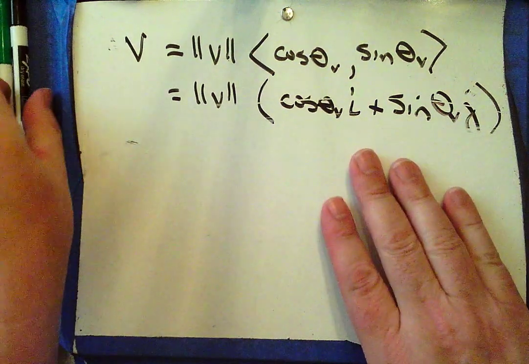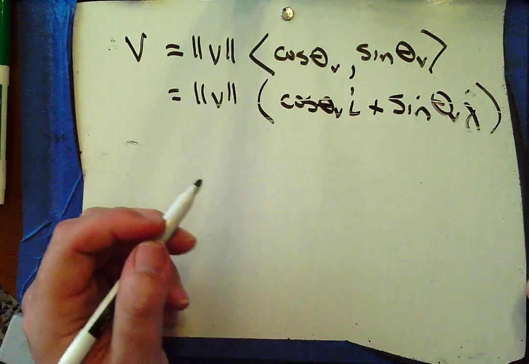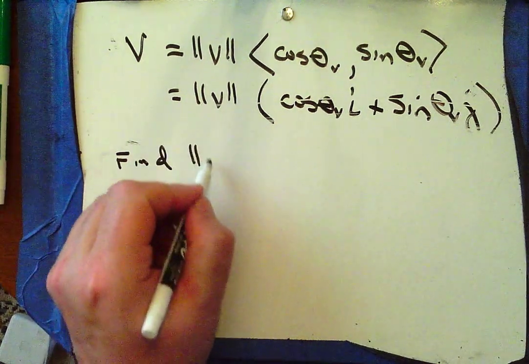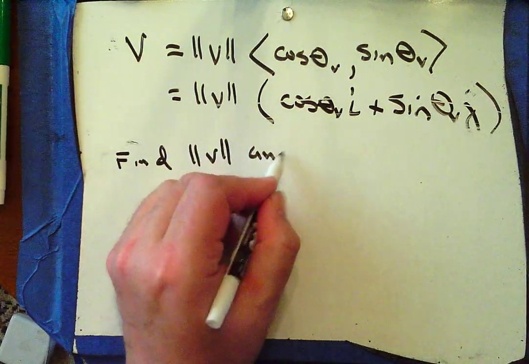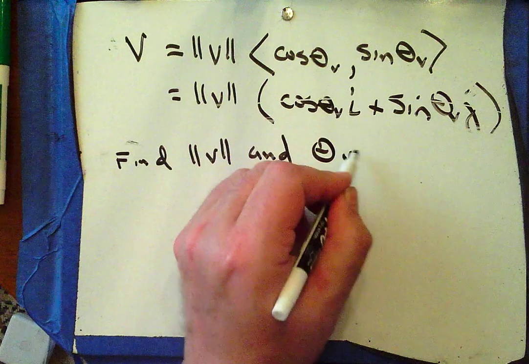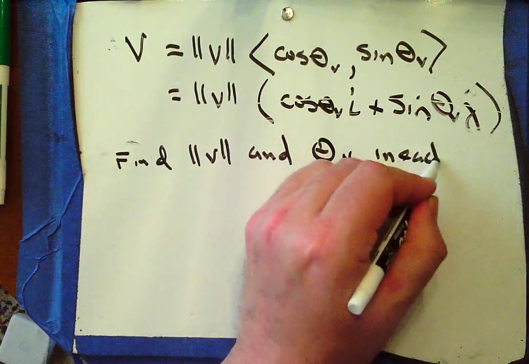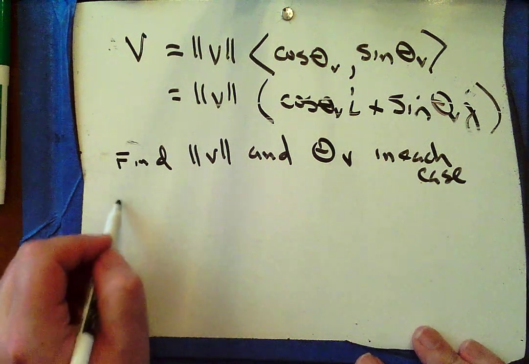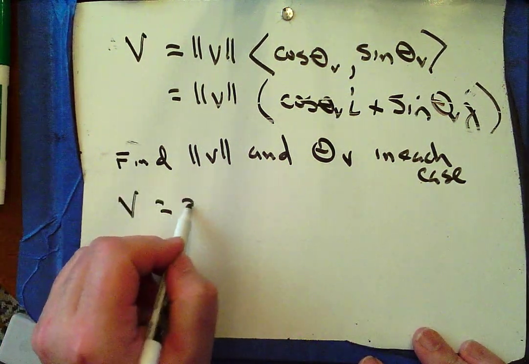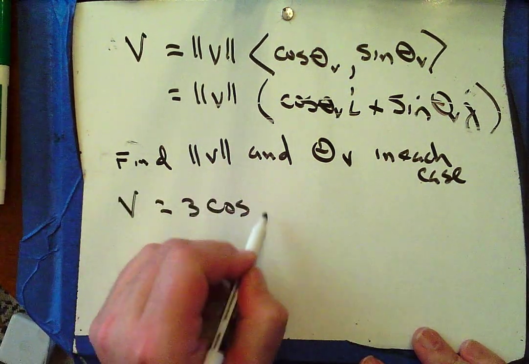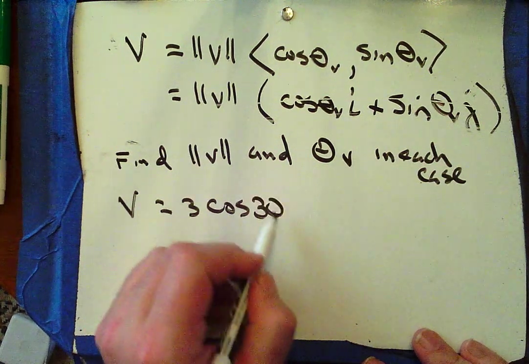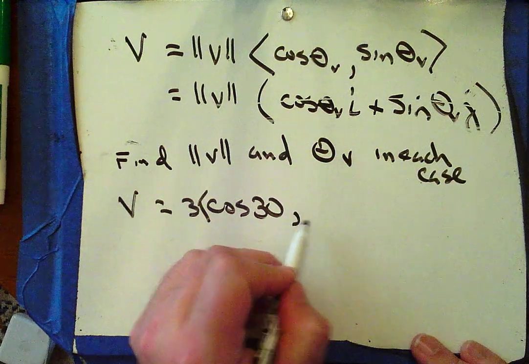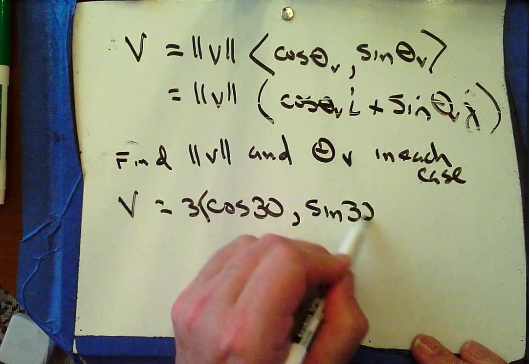All right, now let's go back to this conversation up here. I wanted to introduce this, and the homework questions say, find the magnitude of v and theta v in each case. All right, so here's the problem that they give us. They say v equals 3 cosine 30, comma, sine 30.